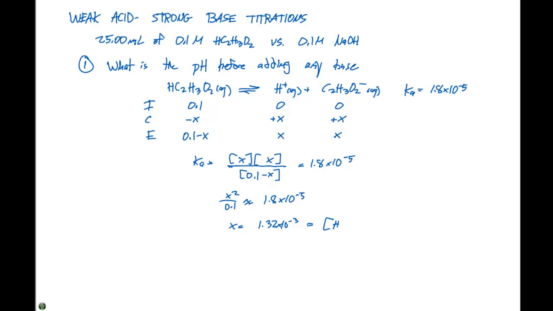X is our concentration of H plus at equilibrium. So if we take the negative log of this, we get the pH, which is 2.83. So this is going to be our first point on our acid-base titration curve. When we have 0 base added, our pH is going to be 2.83. So now in the next video, let's look at what the pH is going to be after adding 10 milliliters of the 0.1 molar sodium hydroxide.